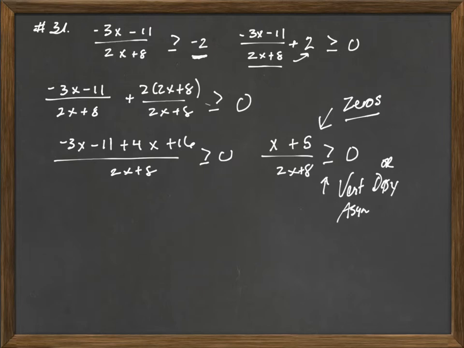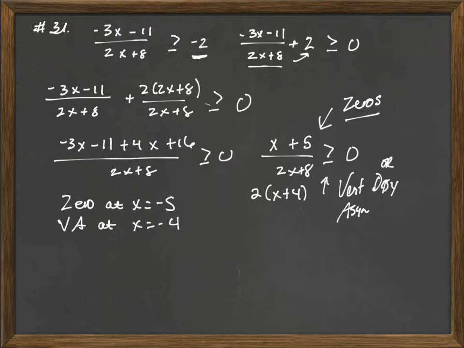Okay. So we have a 0 at x equals negative 5, and we have a vertical asymptote. Let's take a 2 out, and we get x plus 4. So we have a vertical asymptote at negative 4. So VA at x equals negative 4. So those will be the two things on my sign chart. And I cannot use, how about I do negative 5 and then negative 4. You can't use a sign chart with this because you don't know the end behavior. It's too hard to figure out the end behavior from this.